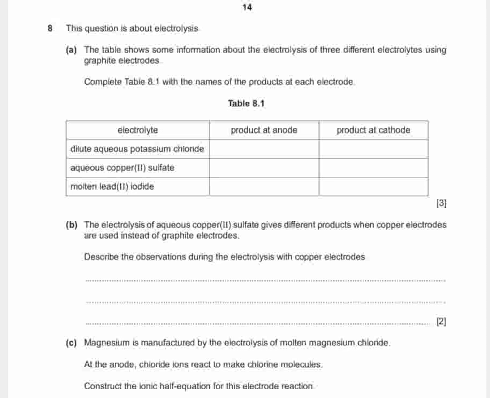And for molten lead iodide, for cathode we have lead, and for anode we have iodine released here.